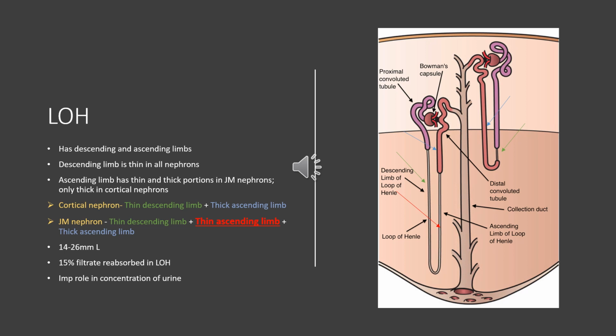The total length of loop of Henle varies from 14 to 26 millimeter, and about 15% of the filtrate is reabsorbed in this loop of Henle. So the loop of Henle of juxtamedullary nephrons play an important role in concentrating the urine.